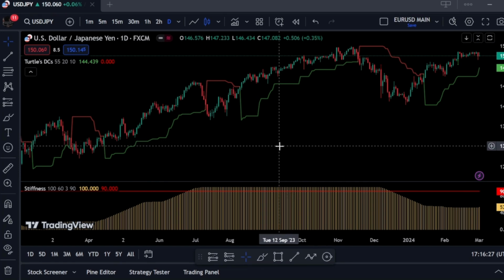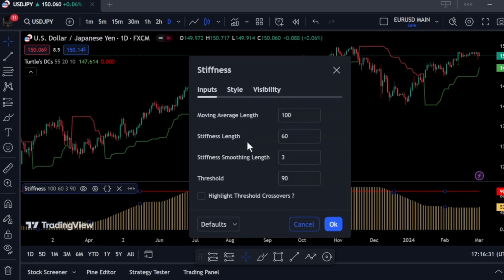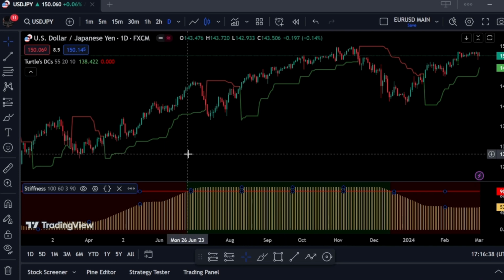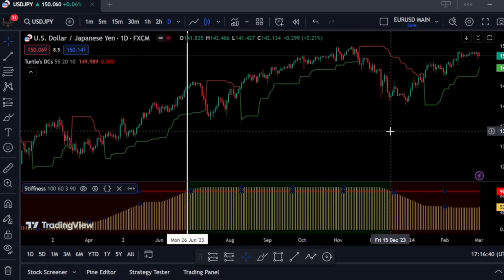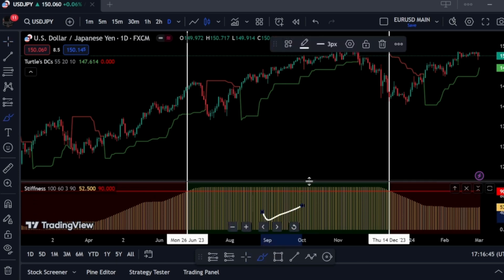Now you're going to click on the Settings tab on this indicator, then go ahead and check the Highlight Threshold crossover box so that it will be easier to read. Now that it is done, this is how to read the signals. You can only trade when the zone is showing green or the yellow bar is above the red. This states that the markets currently have enough juice to move.